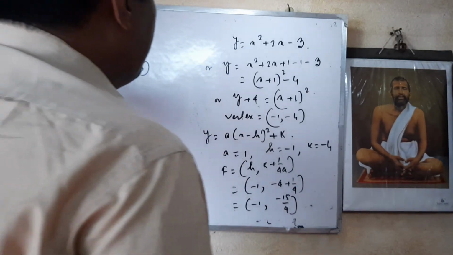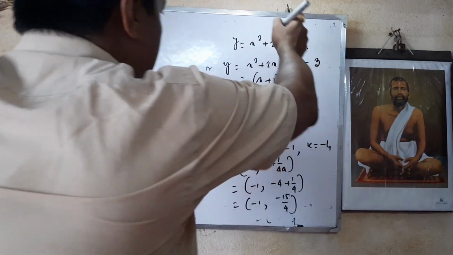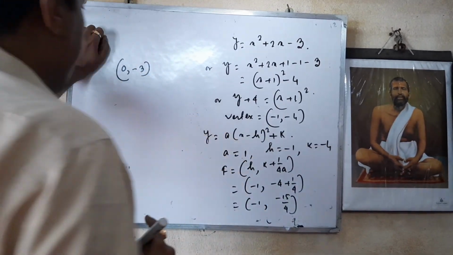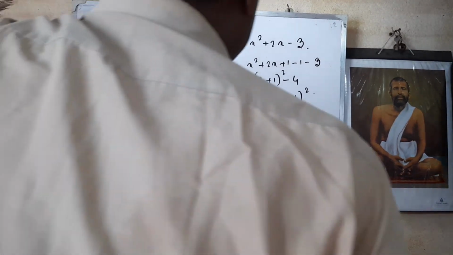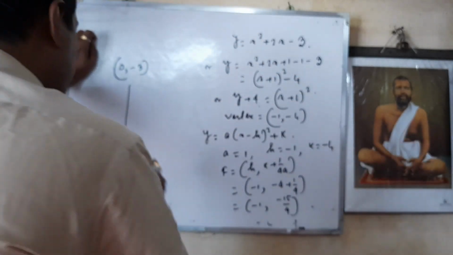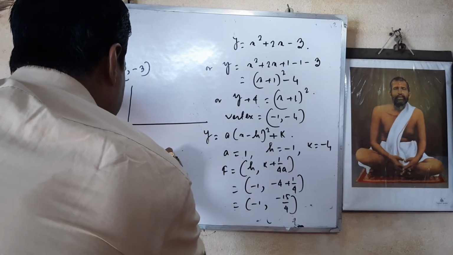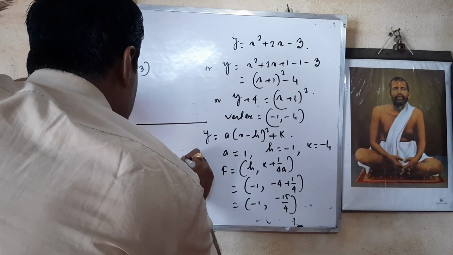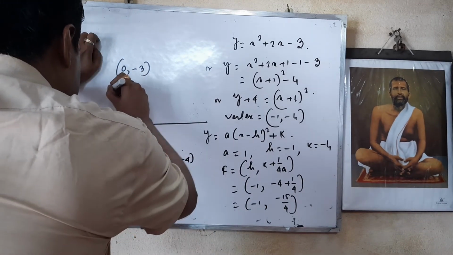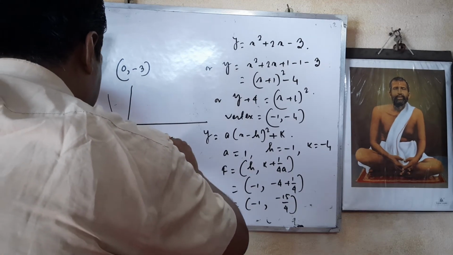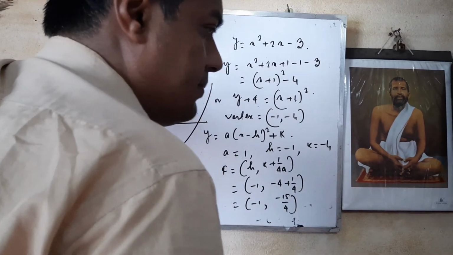Similarly, if y equals 0, then what is the value of x? That can be solved from this equation. Now, what will be its axis? Its axis of symmetry will be vertical. So the vertex is at minus 1 comma minus 4. It intersects the y axis at the point 0 comma minus 3, so the graph may look like that.